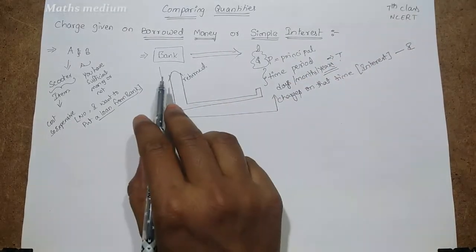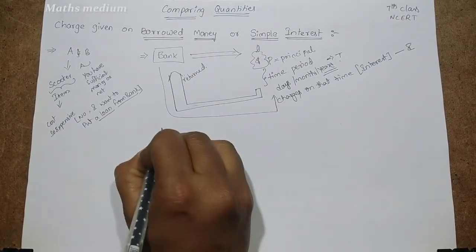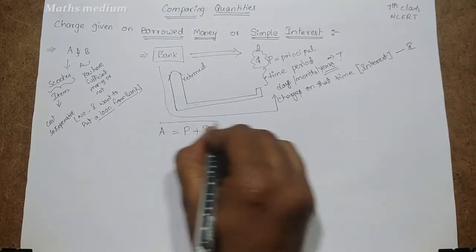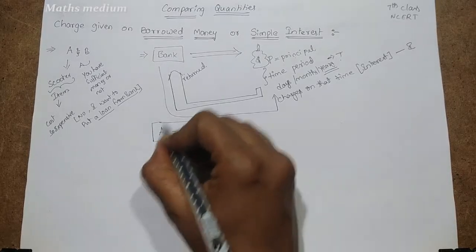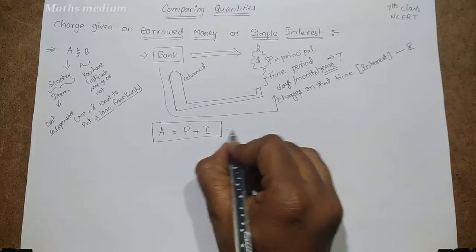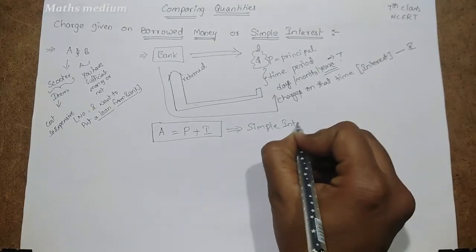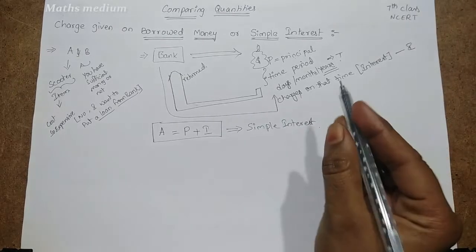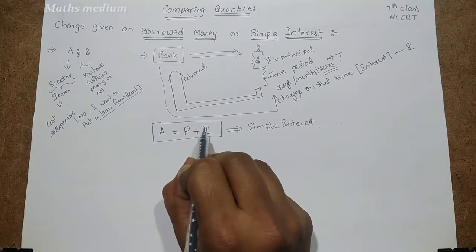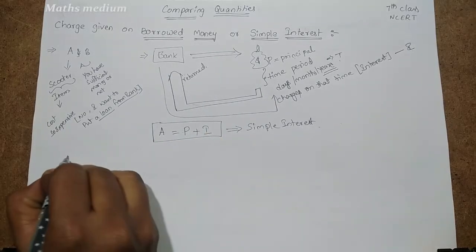So how much money do you give the bank at the time of return? That is called the total amount. Amount is principal plus interest. When we return, we have to pay this amount. This is called simple interest. Now how are we going to find the interest here? That is the main thing, to add to the principal. So let's start with how to find the interest.